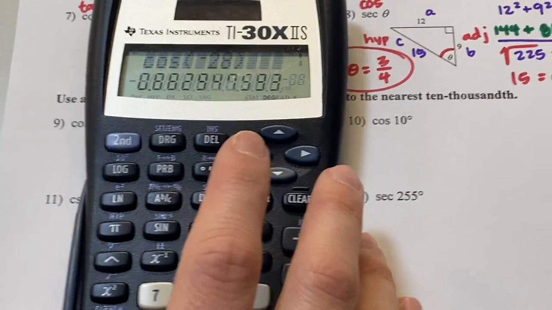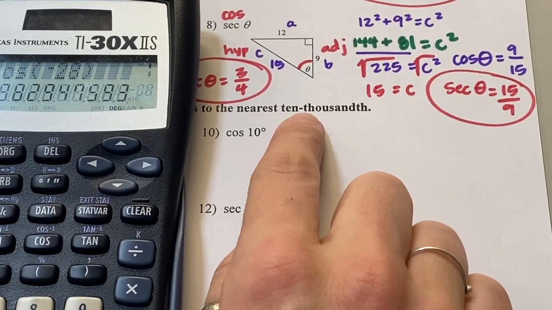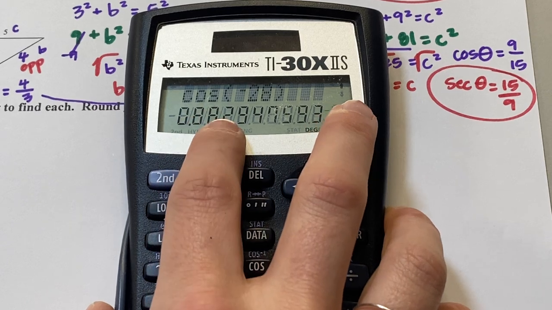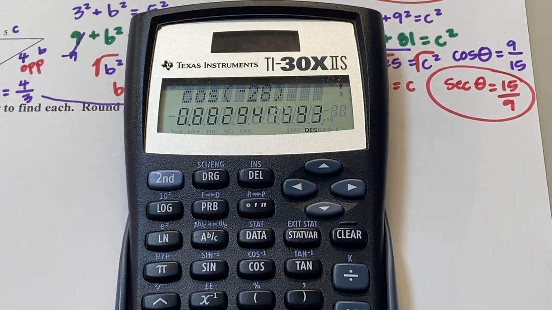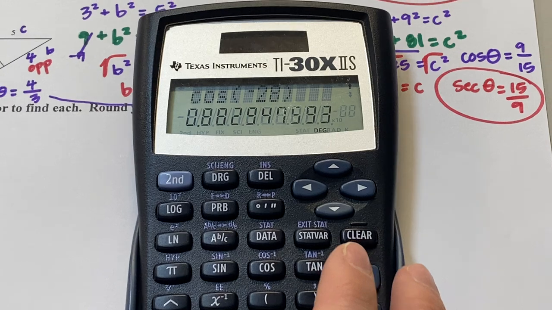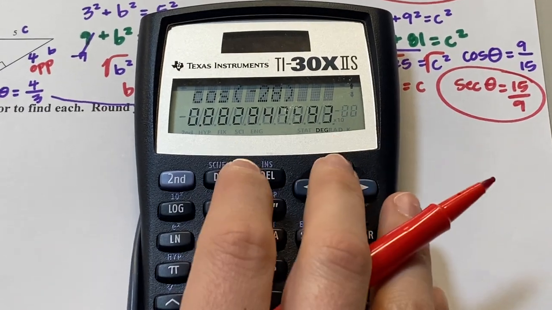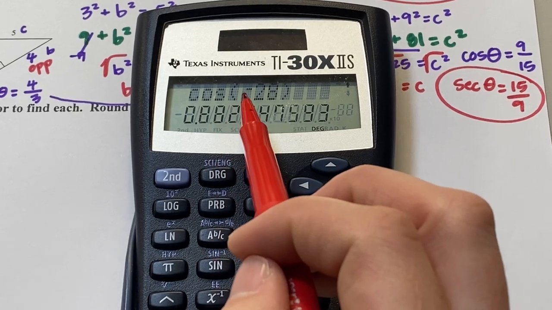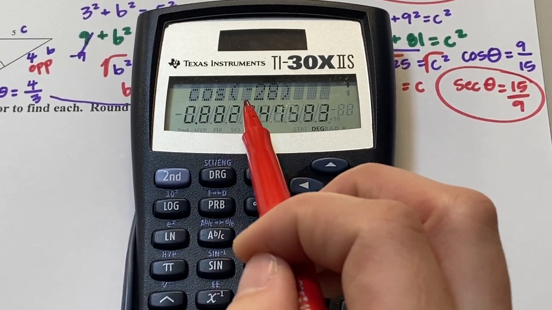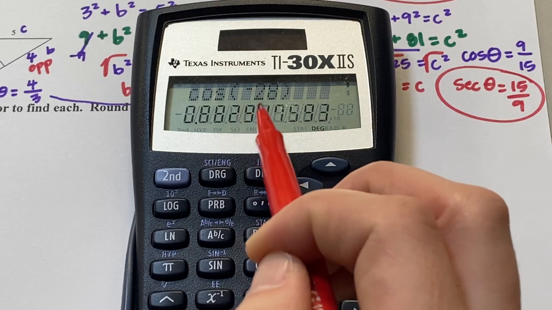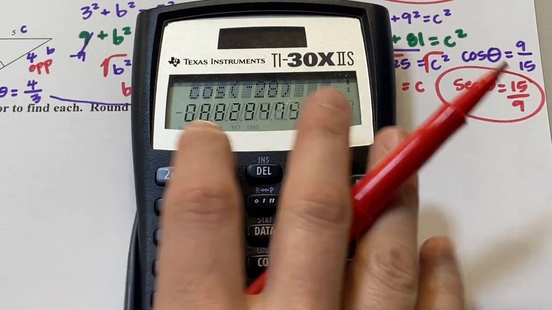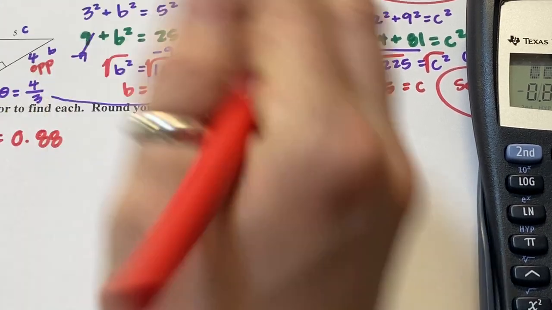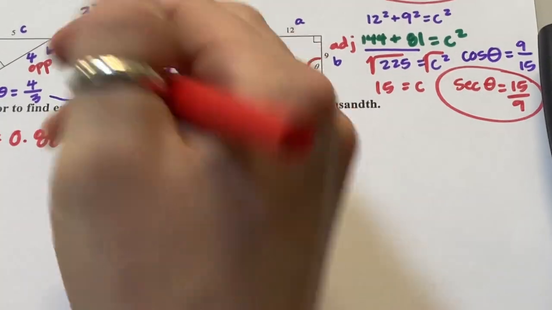Okay, let's see what it wants us to round to. Ooh, 10,000. Okay, so we have tens, hundreds, thousands, ten thousands. It wants it to four decimal places. So let's go ahead and round it to four decimal places. This is going to be 0.882. And is the 9 going to be bumped up or stay a 9? Stay a 9 because a 4 is behind it, right? So our final answer, cool. 0.8829.